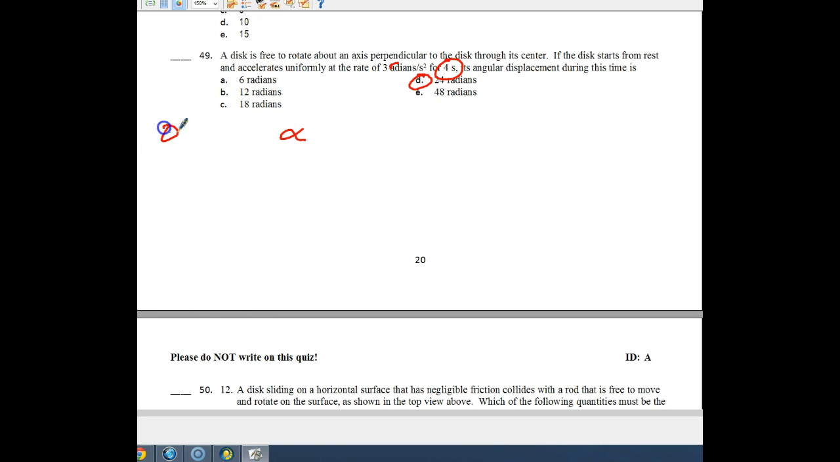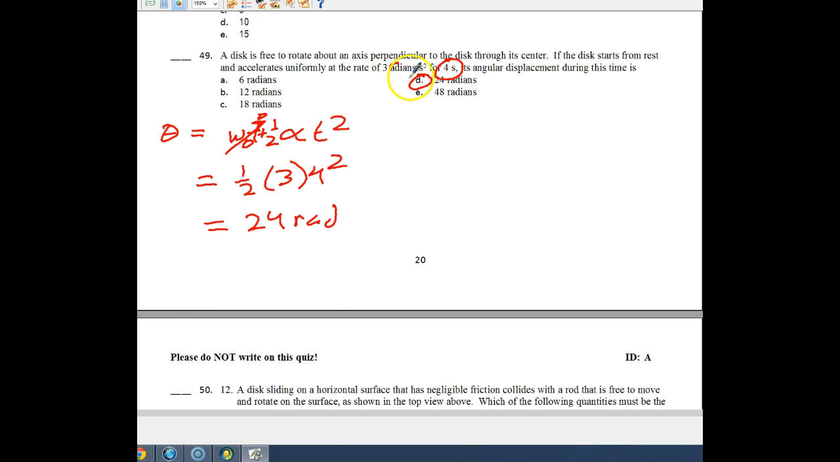The final displacement should be equal to omega times t plus 1/2 alpha t squared. Now we're going to say this is equal to, we know the original speed is 0, so don't worry about it. We have 1/2 times alpha, which is 3, times 4 squared. 4 squared would be 16 times 3, and then we're going to divide that by 2, and we end up with 24 radians. And so your answer is letter D.